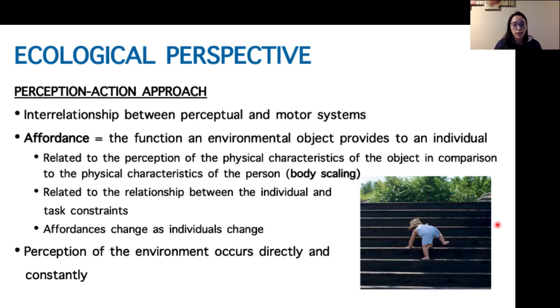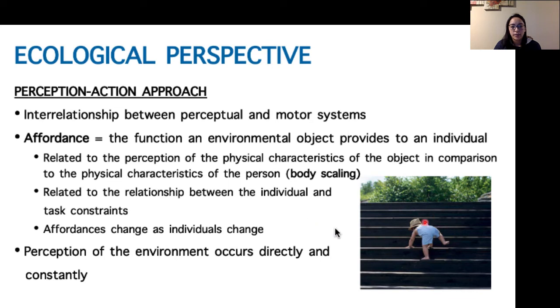So, in other words, a person's perception of the environment is very egocentric, or related to their own physical properties, and that ultimately influences how they will interact with their environment. So, how we perceive influences how we act. Affordances and body scaling are also related to the relationship between the individual and task constraints.